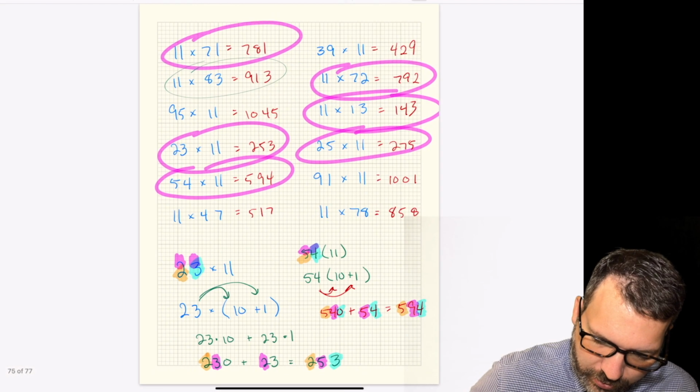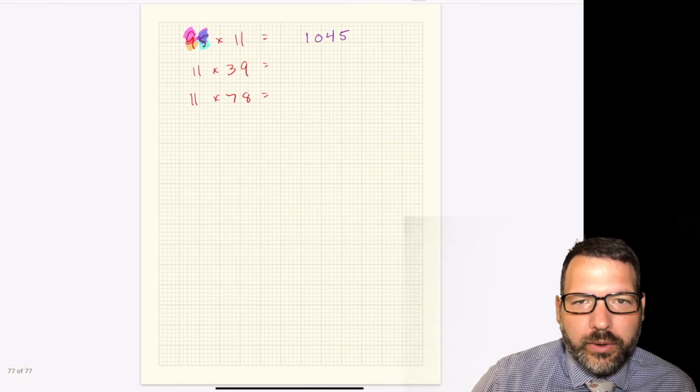Did I actually get that right on the other page? Yeah, of course I did. What was I worried about?